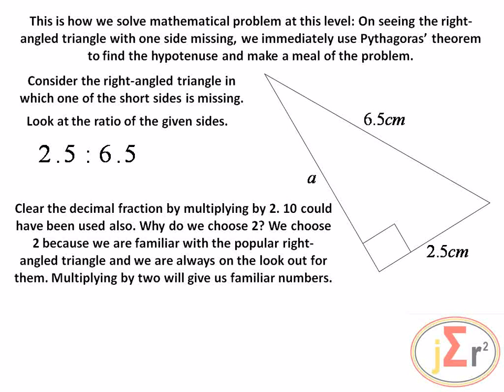If we multiply by 2, 2 times 2.5, we get 5, and 2 times 6.5, we get 13. So you know that what you have there is a 5, 12, 13. So you know the other side is 12.